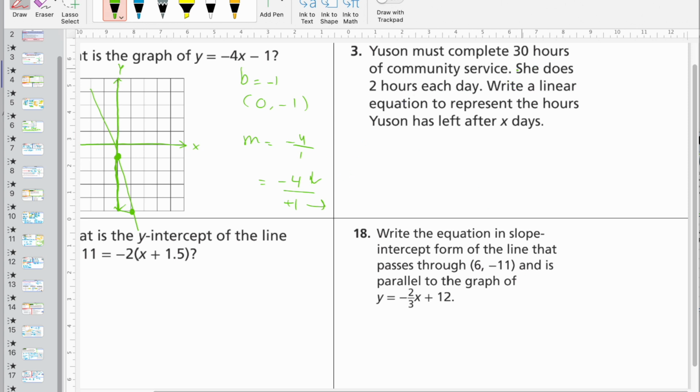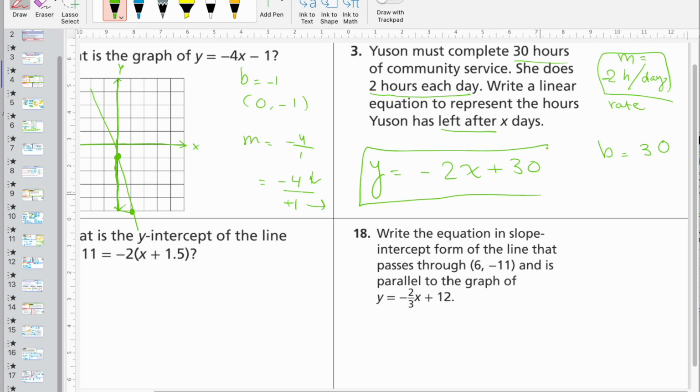Your friend must complete 30 hours of community service. She does 2 hours each day, 2 hours per day. This is a rate, so this is m. And the starting amount is 30 hours, so b equals 30. Because we want the equation of a line representing the hours she has left, my slope should be negative. So y equals -2x plus 30. That's it. Super simple.